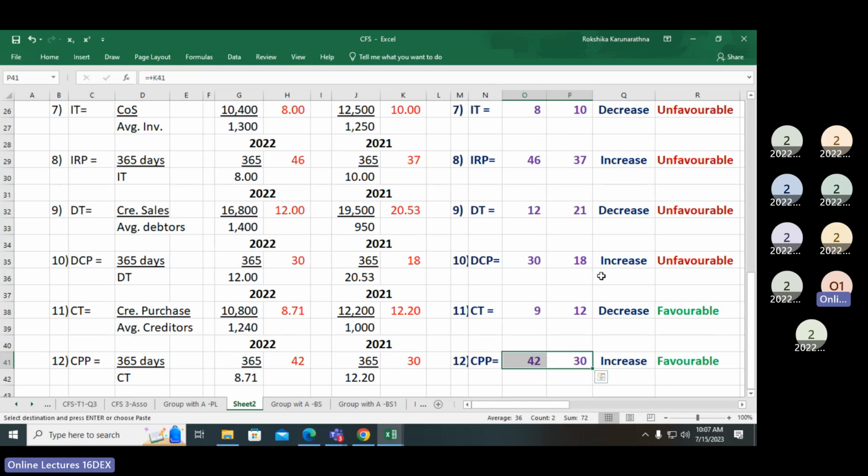Let me take another example, with an unfavorable increase. Inventory residence period is given. Last year 37, this year 46, which is a favorable.